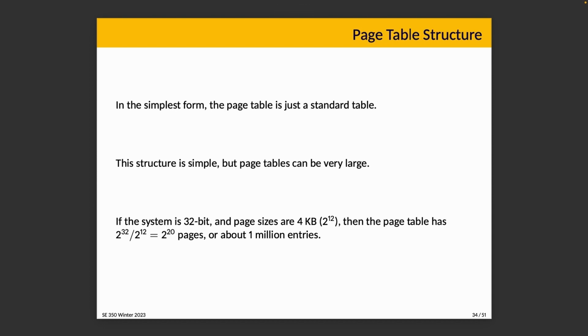Now, in its simplest form, the page table is just a standard table. They look a little bit like the visual representation that we talked about earlier, where it's just listings of the different entries, and that's fine, but page tables can be very large. If the system is 32 bits and page sizes are 4 kilobytes, 2 to the power of 12, the page table has 2 to the 20 pages, which corresponds to about 1 million entries.